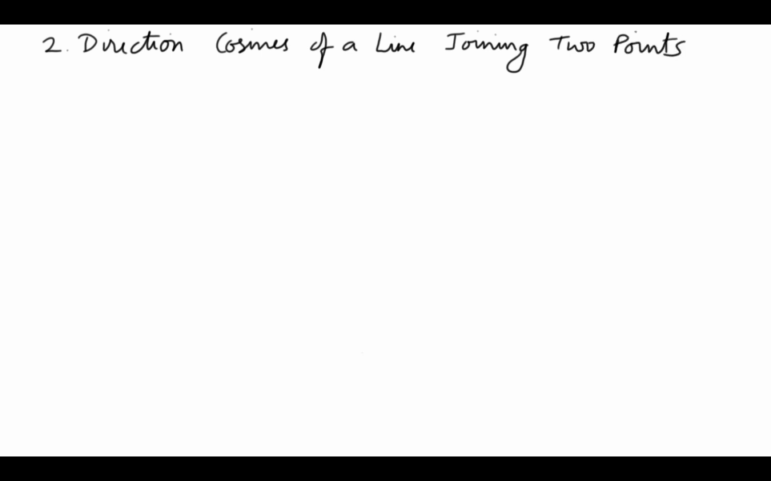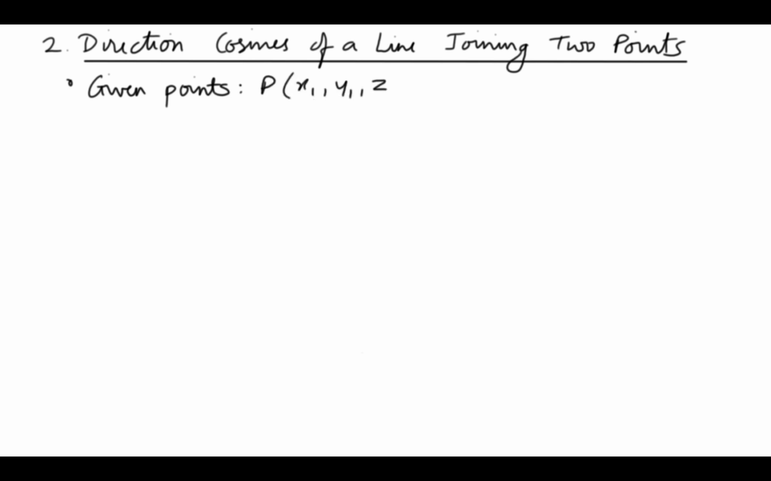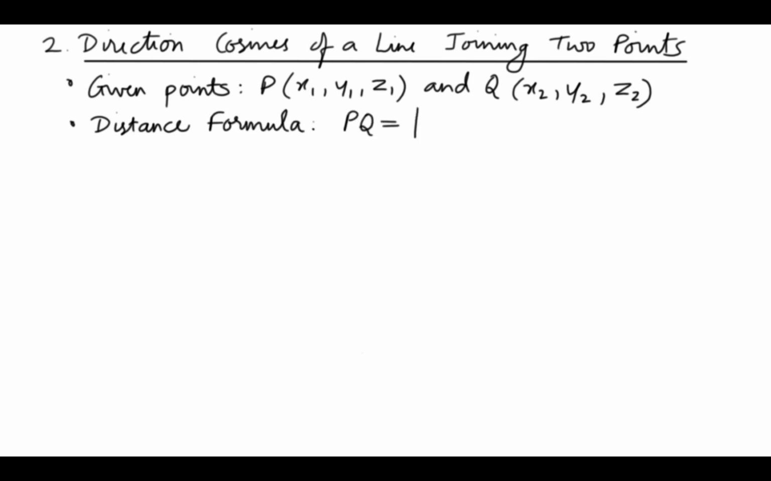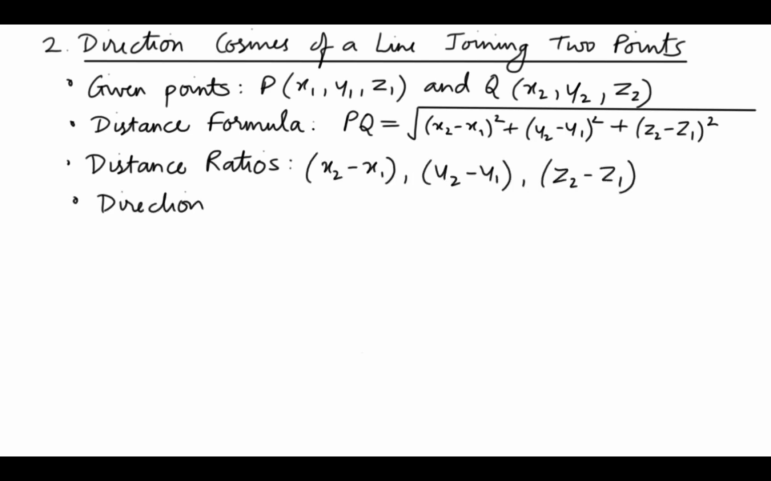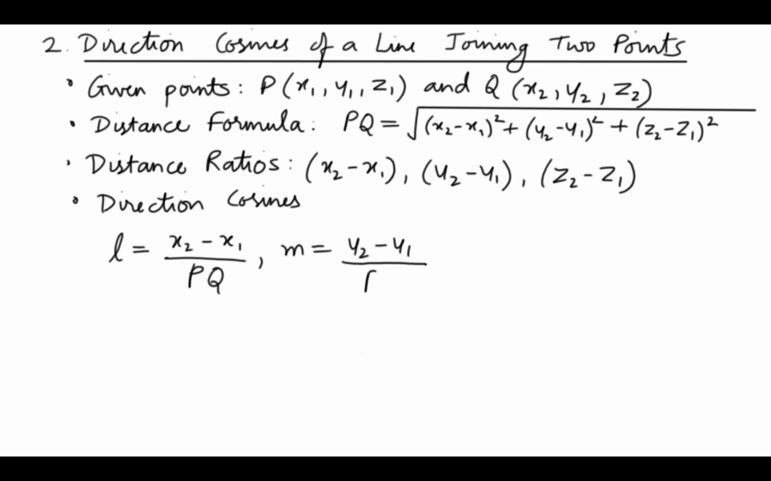To scale these down into true direction cosines, you simply divide each coordinate difference by the total straight line distance between the 2 points. So that is the distance formula. PQ equals under root (x2 minus x1) whole square plus (y2 minus y1) whole square plus (z2 minus z1) whole square. So similarly, the direction ratios and the direction cosines can be calculated.